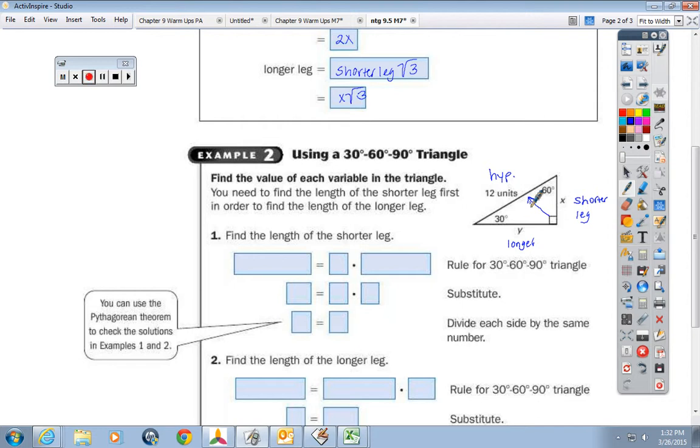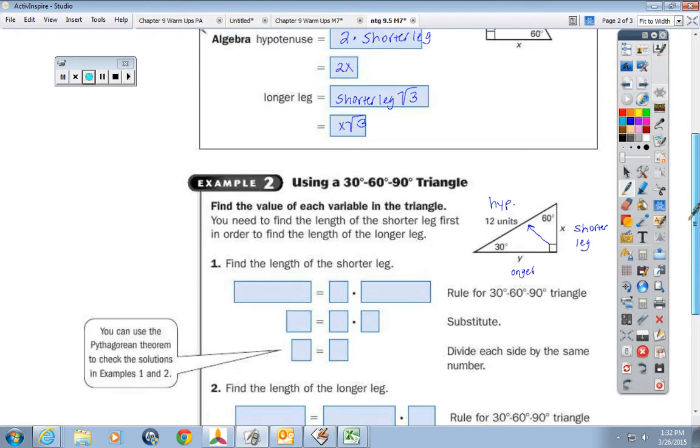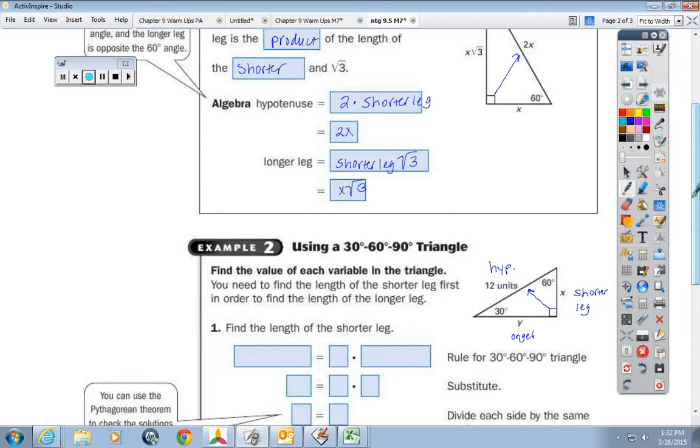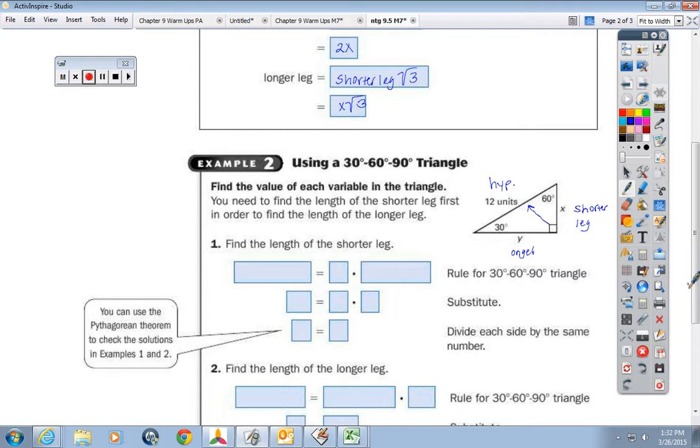Now, if you go back up here, what do you know about the hypotenuse and the shorter leg? The hypotenuse is what? It's 2 times the shorter leg. So here's the formula. The hypotenuse, and I'm going to abbreviate, is 2 times the shorter leg. Now, do I know any of this information? Do I know by looking at this triangle what the length of the hypotenuse is? What is it? 12.